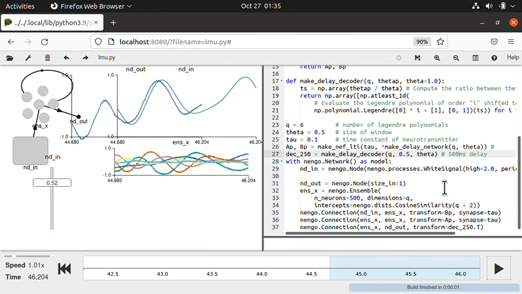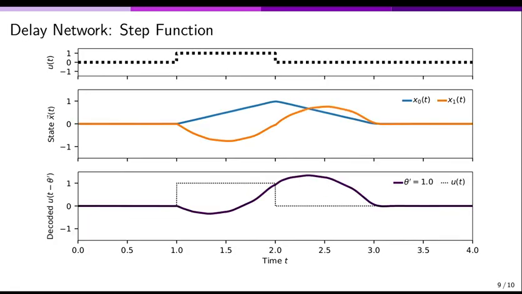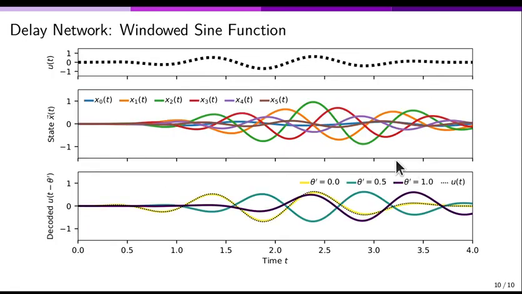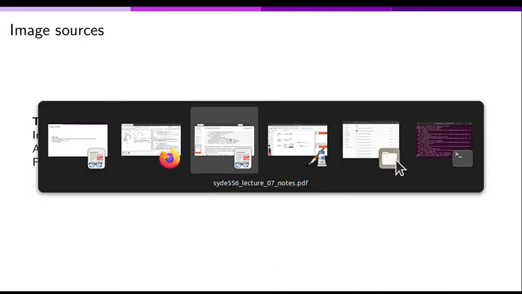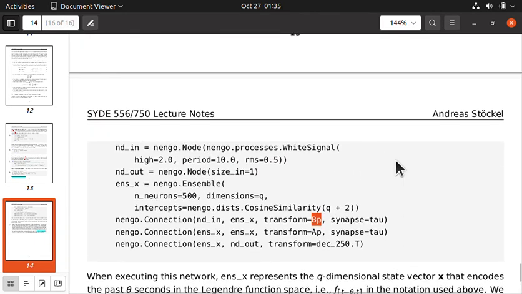Cool. So why was that interesting at all? First of all, that's an interesting technique that lets us build these things. In the course notes, we've got some examples of that. This gives us a technique for how neurons can represent the recent past history of a signal.